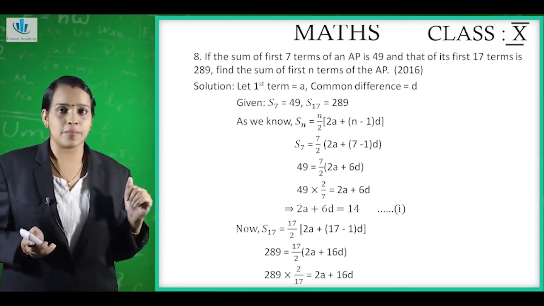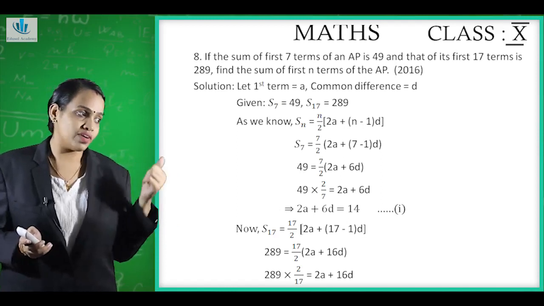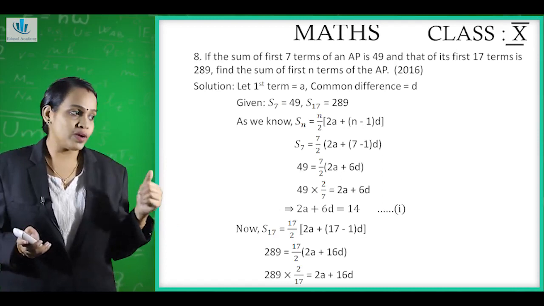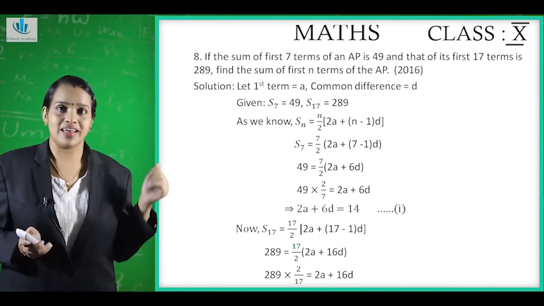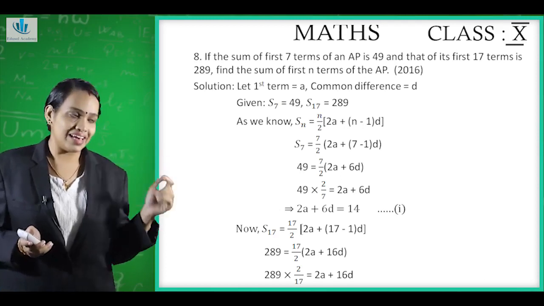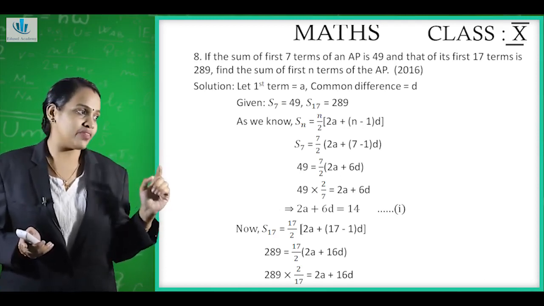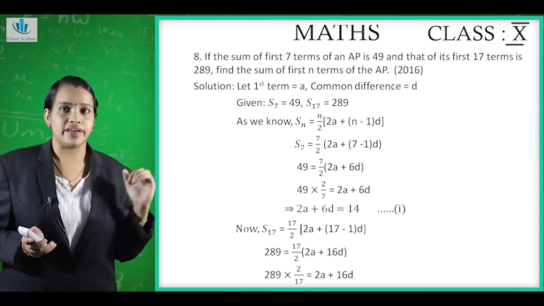Now the next question is, if the sum of first 7 terms of an AP is 49 and that of its first 17 terms is 289, find the sum of first n terms of the AP. Now this question has appeared in the year 2016. Now what we will take? We will take the first term as a, common difference is equal to d. Now in the question it is given S7, what is S7? S7 is equal to 49. Similarly S17 is equal to 289.